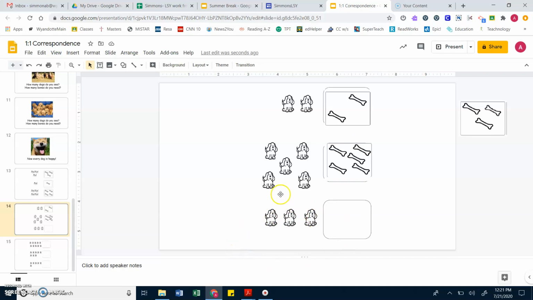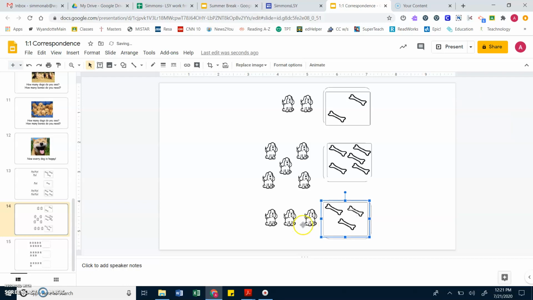And our next picture, 1, 2, 3. We have 3 dogs. So how many bones are we going to need? 3 bones. Let's make sure. 1, 1, 2, 2, 3, 3. 3 dogs, and they each get 1 bone, so 3 bones. So 3 and 3.